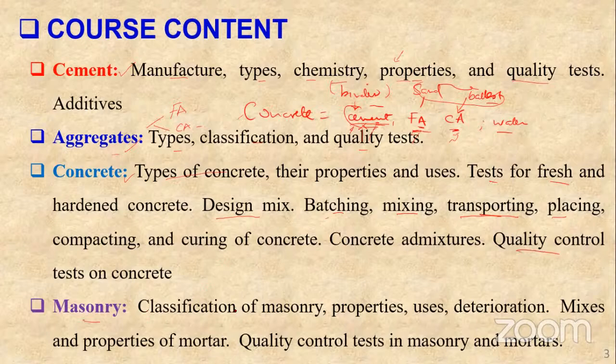Finally, we are going to look at masonry. We see the different types of masonry, their property, use, deterioration, and then mixes of mortar. So when you talk of masonry, think about a wall, okay? A wall like this. We're going to look at this. In between the joining here, we use mortar, okay? And mortar is the fine aggregate plus cement.